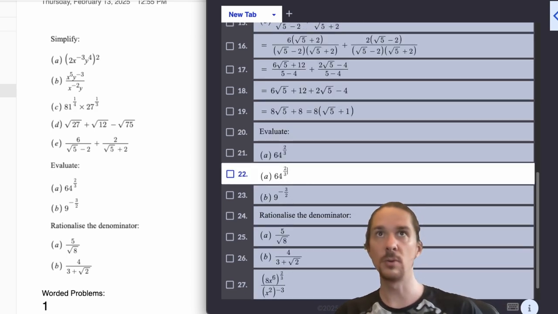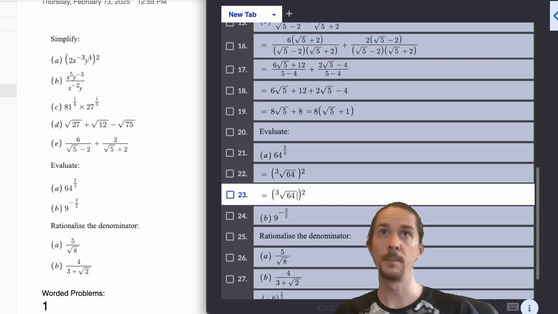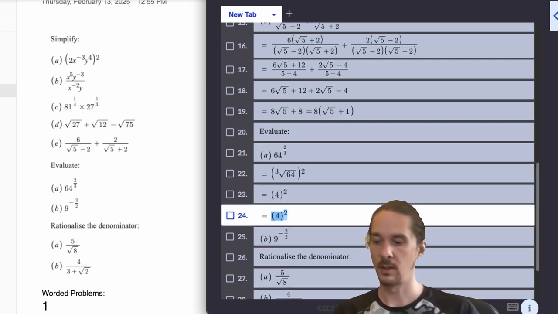Okay, so 64 to the power of 2 over 3. That means we're doing 64, we're taking the cube root, and then we're squaring it. The cube root of 64 is 4. Let me write my working out like this. We have the cube root of 64 squared, which is 4 squared, which is 16.